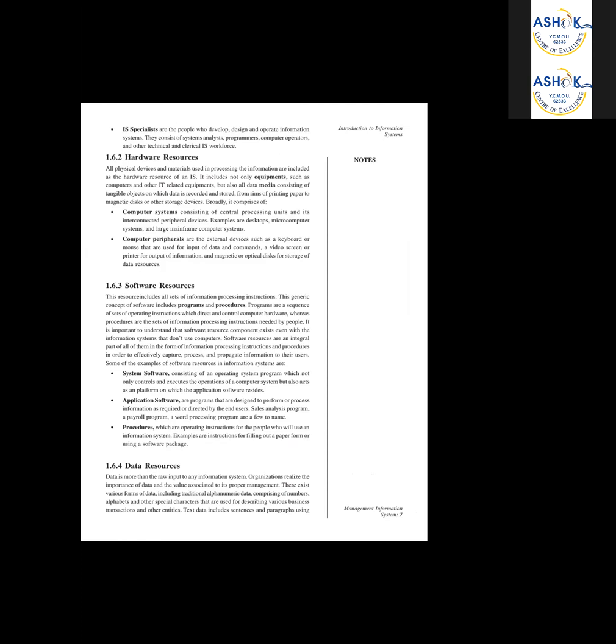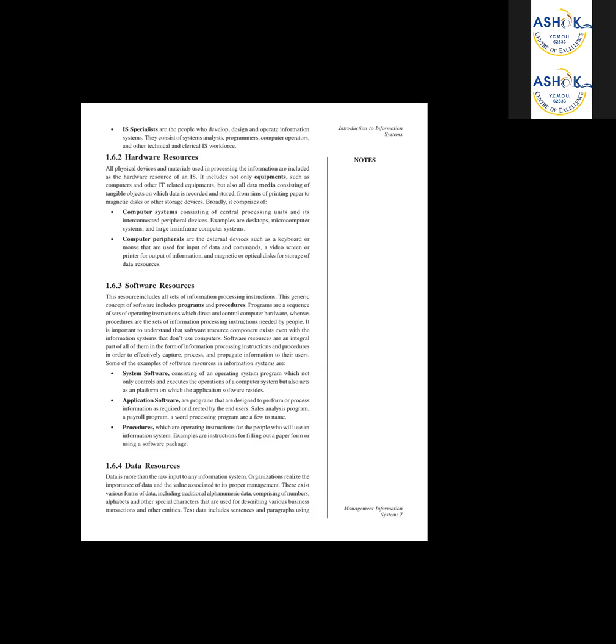Second part, hardware resource. All physical devices or materials used in processing information are included as the hardware resource of an information system. It includes not only equipment such as computers and other IT related equipment, but also all data media, consisting of tangible objects on which data is recorded and stored, from reams of printing paper to magnetic disks or other storage devices. Broadly, it comprises first one, computer systems.